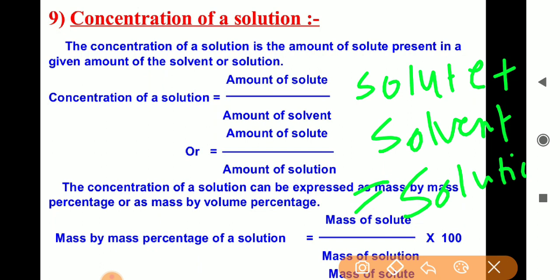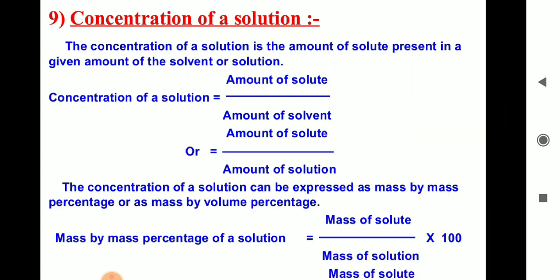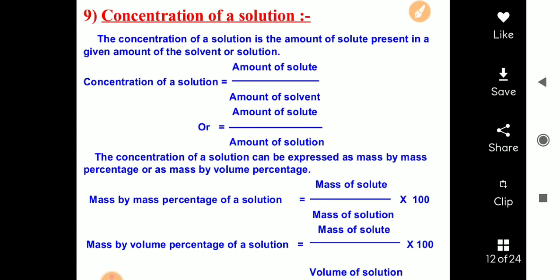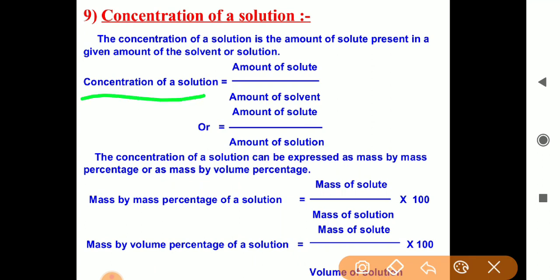Now, what is the meaning of concentration? Concentration means the amount of solute present in a given amount of solvent. Suppose we have 1 liter of water. In 1 liter of water, how much solute is dissolved? How much solute is present? That is called concentration. For that we have a formula: the concentration of a solution is the amount of solute divided by the amount of solvent.